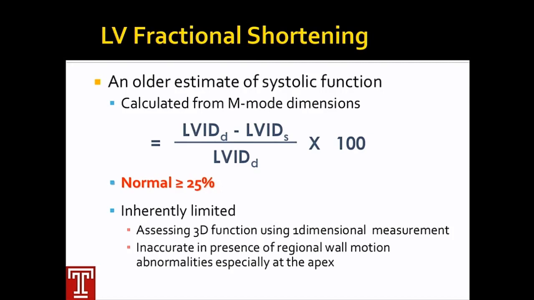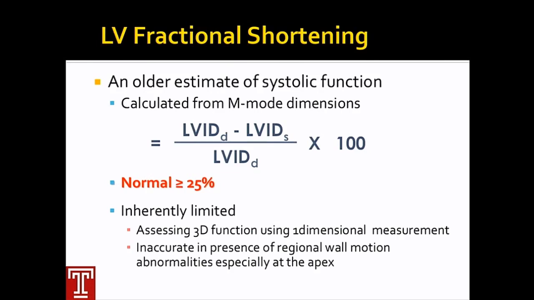So I think it's worthy to know that in the back of your head, and basically it's a single dimensional ejection fraction. It's the internal diameter during diastole minus the internal diameter in systole over the internal diameter during diastole, multiplied by 100, and normal is greater than 25%.